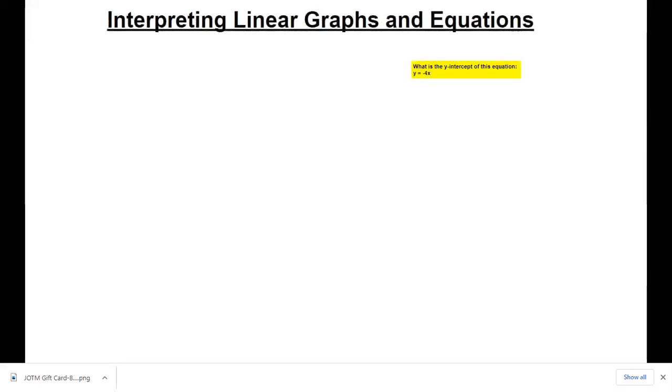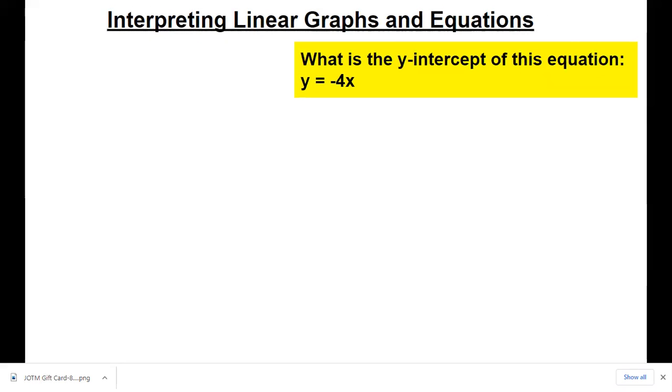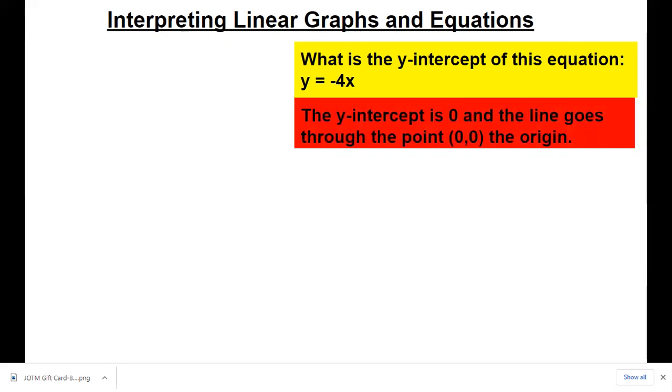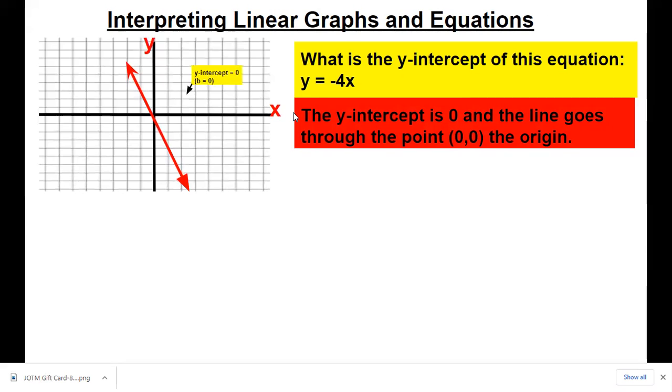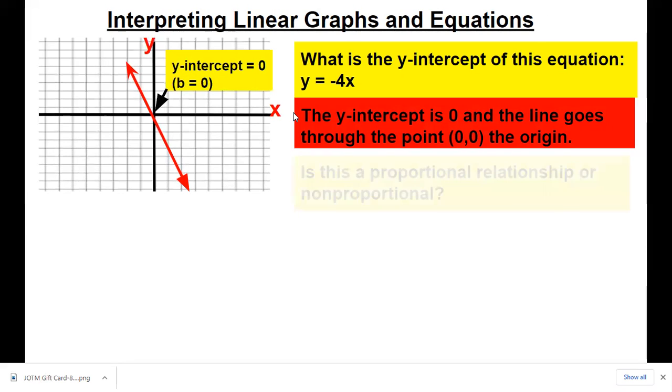Okay. What is the y-intercept of this equation? Y equals -4x. The y-intercept is 0, and the line goes through the point 0, 0, the origin. If there's no b, the y-intercept is 0. There it is. Y-intercept equals 0.